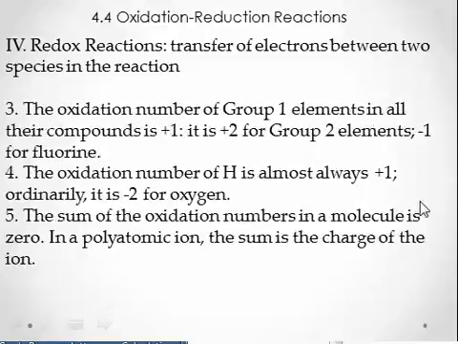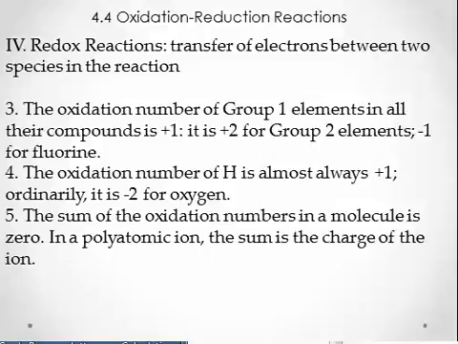For the group 1 elements, lithium, sodium, potassium, etc., their oxidation number is plus 1. For group 2, it's plus 2, and then for fluorine, it is negative 1. Rule number 4. For hydrogen, the oxidation number is almost always plus 1. For oxygen, it's negative 2.